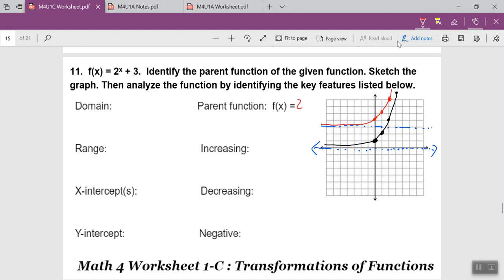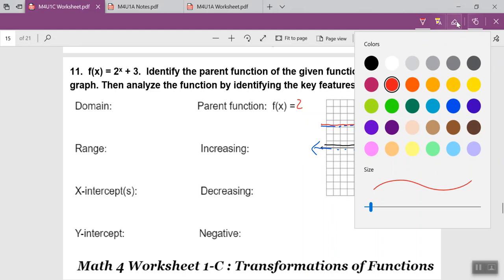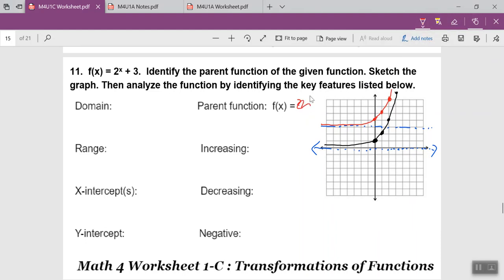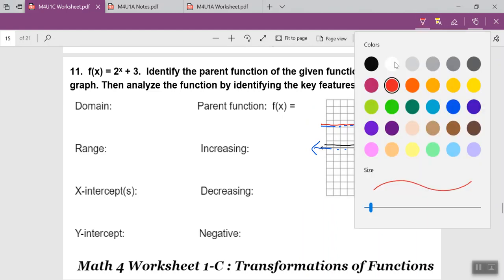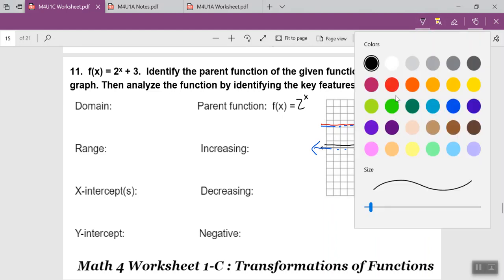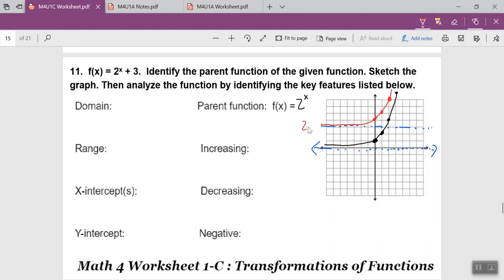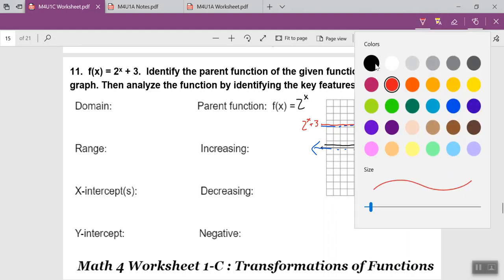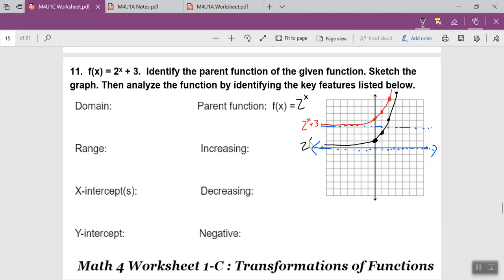And well, I'm first of all going to get rid of that. And we're going to say that the parent function was 2 to the x, but this is 2 to the x plus 3, just so that we are clear on the difference between the two. So we've done our graphing. Now we need to figure out domain and range and so on.